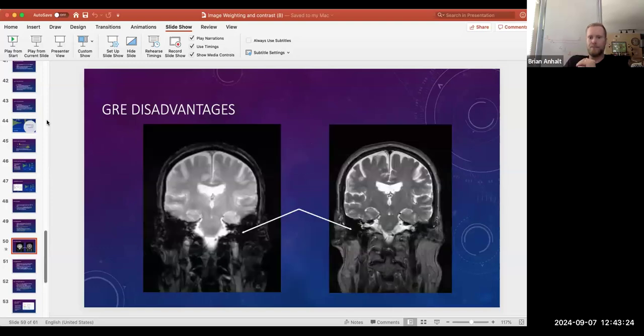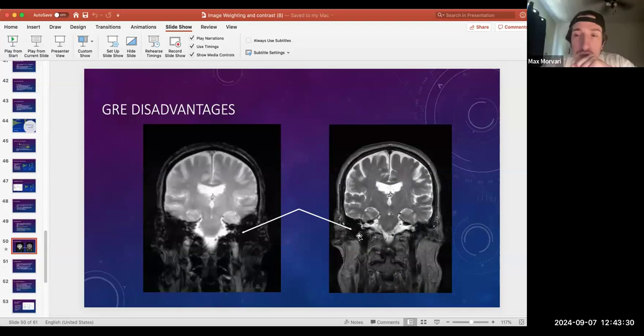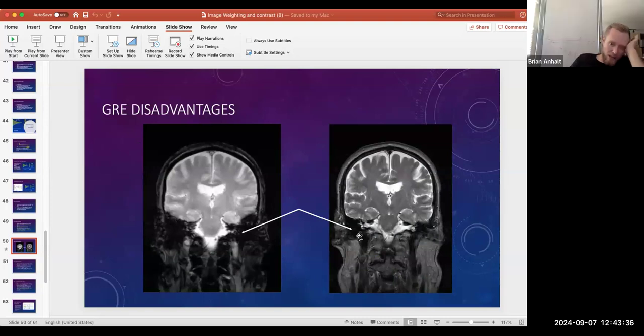Take a look. What are we looking at right here? The picture on the right is more defined than the one on the left. Yeah, just generally, what are we looking at though? The IACs. Yep, those are the IACs right there. In the IACs, we have air meeting tissue. Anywhere where we have an air tissue interface, or where air and tissue meet, we get a susceptibility. There's a magnetic susceptibility right there. We can see with the spin echo sequence, it eliminates that susceptibility, so we can actually see what's going on. Not in the gradient echo sequence, though.